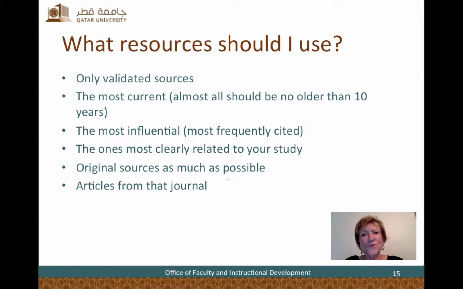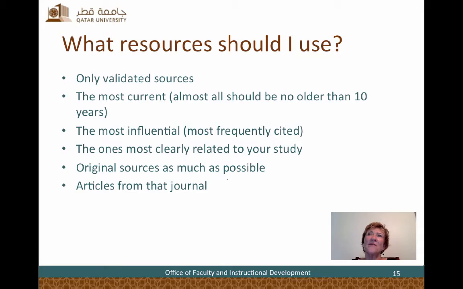But look through your paper. If more than about 10% of your references are more than 10 years old, it's not going to get published. So work on that. Find the same information in more current, more validated sources. Find the most influential, the most frequently cited.